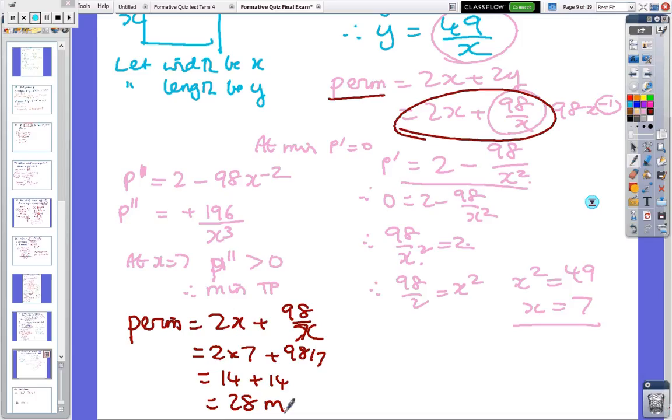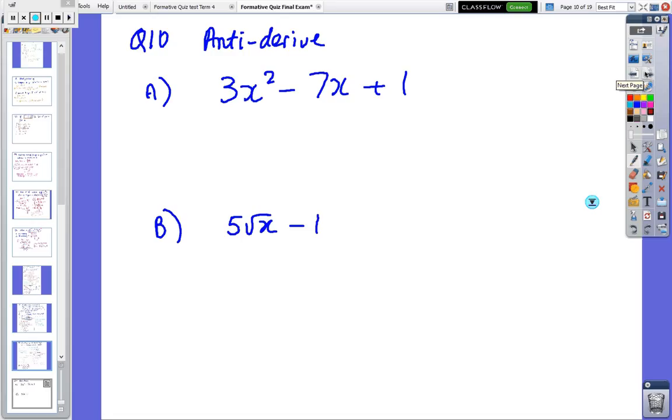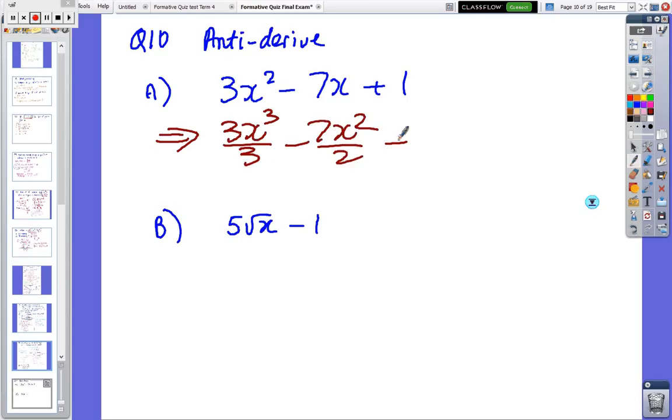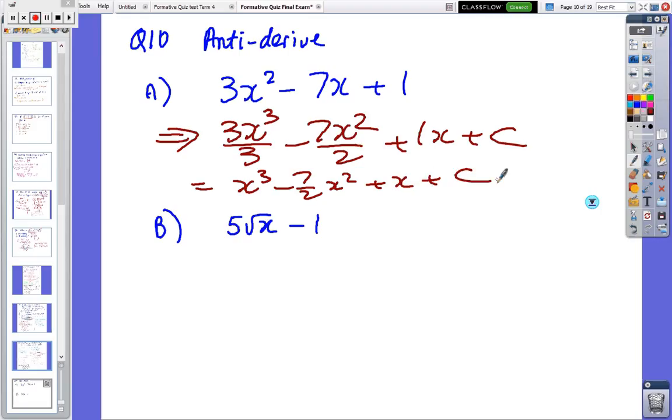Okay, come across when you're ready. Now we have to just finish off the calculus with some antiderivatives. You've got your formulas, so have a go when you're ready. Okay, so this one would be 3x cubed over 3 minus 7x squared over 2 plus 1x plus c, and then just tidy it up. So x cubed minus 7 over 2 x squared plus x plus c.